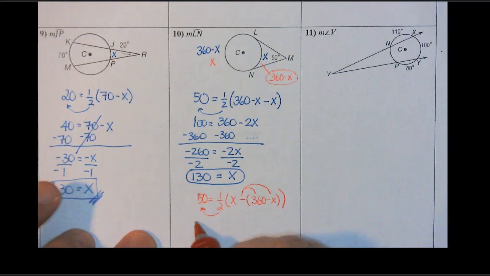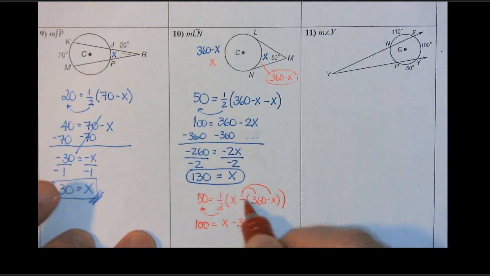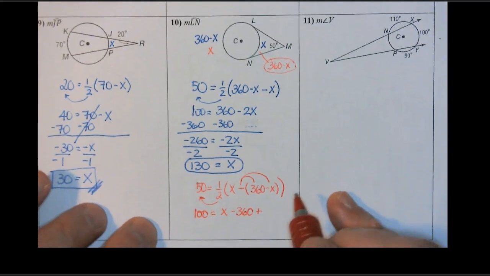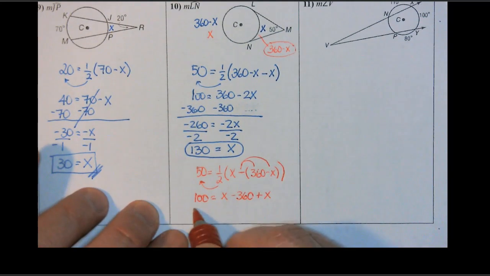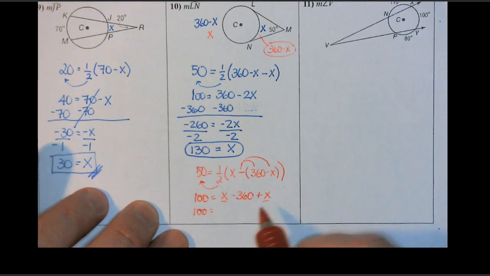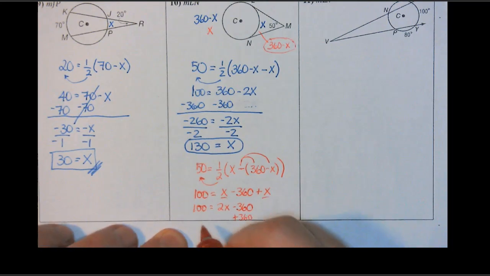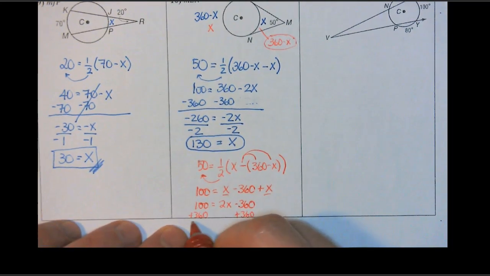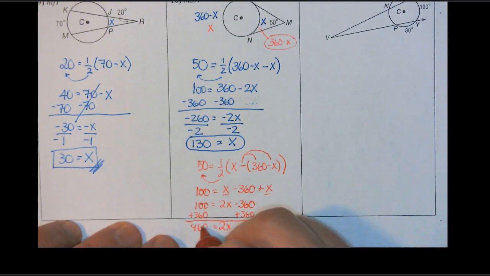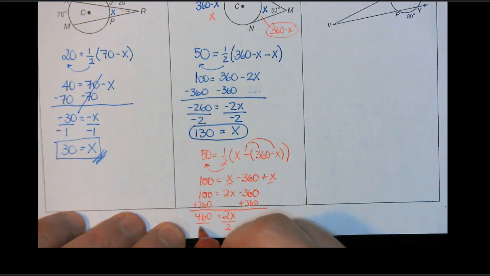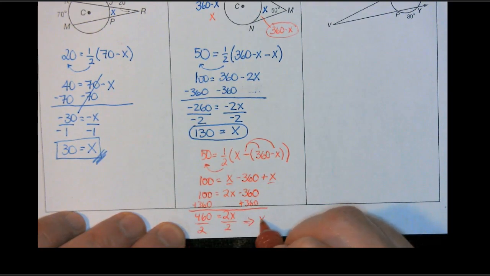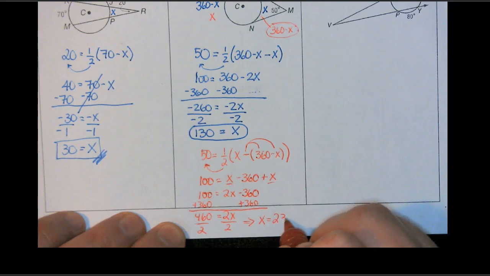So I'm going to move this over here. So this would be 100. So this would be x minus 360. A negative becomes a positive x. We're going to get 100. We're going to combine like terms. So this would be 2x minus 360. We're going to add 360 to both sides. And we get 2x equals 460, divided by 2 on both sides. So that means x equals 230.